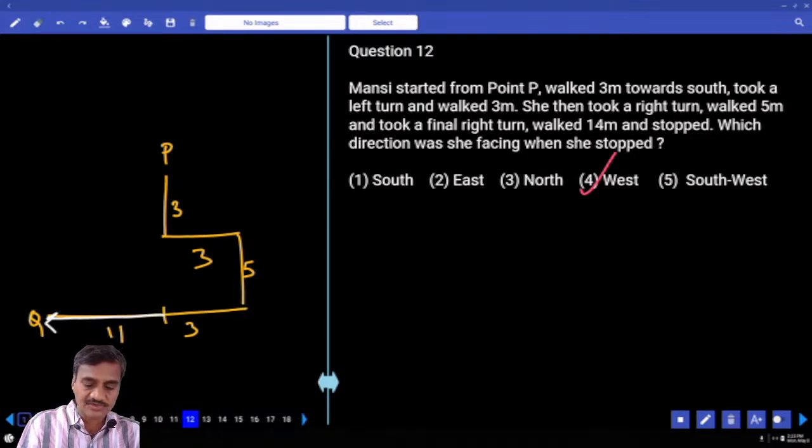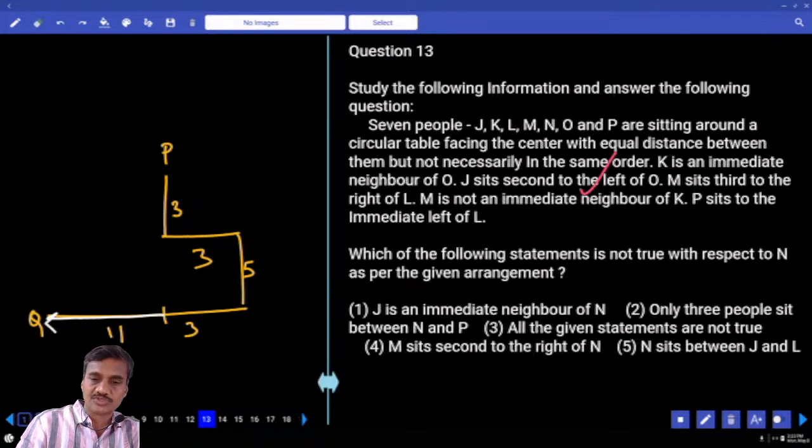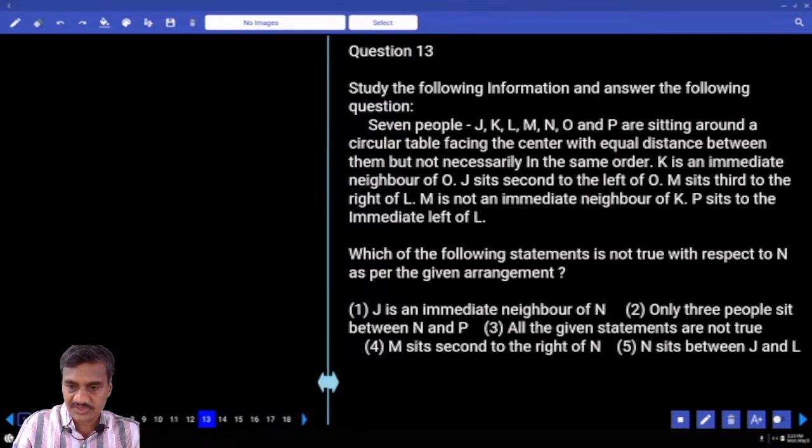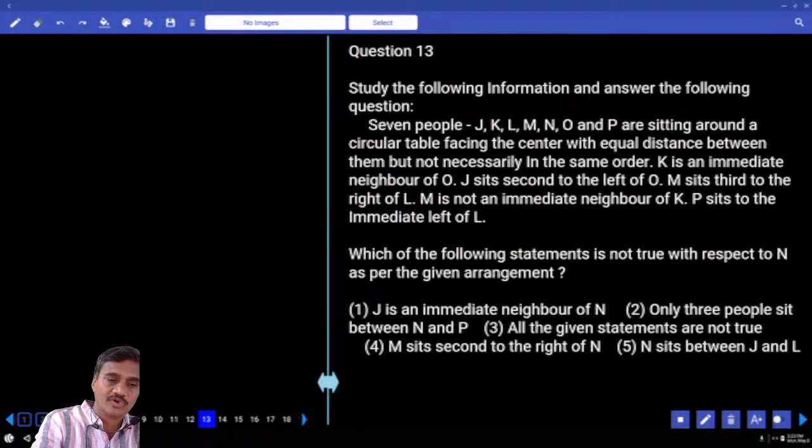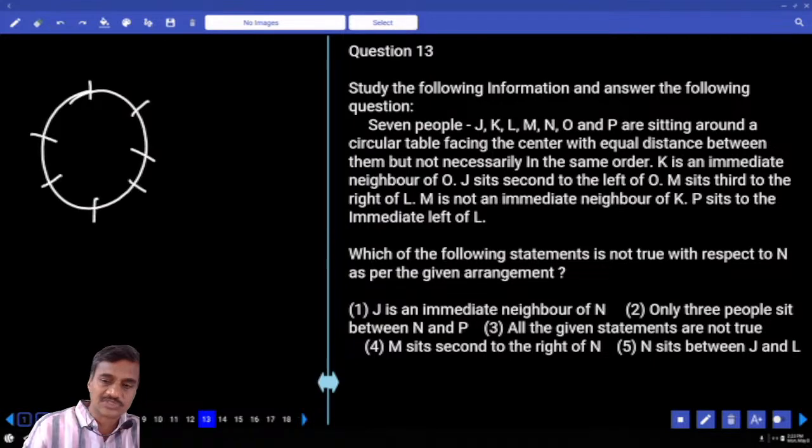The next one, 13 onwards. Now coming to question number 13 onwards, there are some 7 persons. J, K, L, M, N, O and P are seated around a circular table. Now, circular table, 7 persons, 2 plus 3, 5 plus 2, 7.